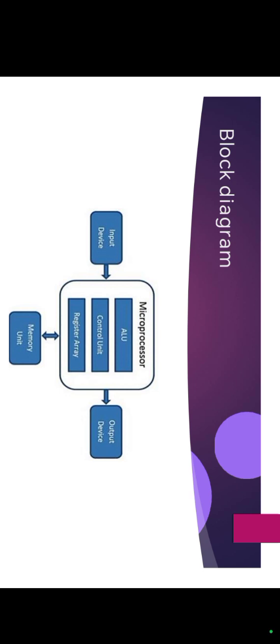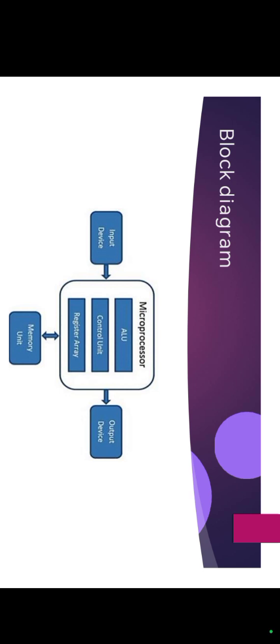And here you all can see the block diagram. It is similar to the CPU. There are input output devices, ALU, control unit, register array, memory unit, where input devices are used to give the input data to the microprocessor through input devices such as keyboard, mouse, scanners, etc.